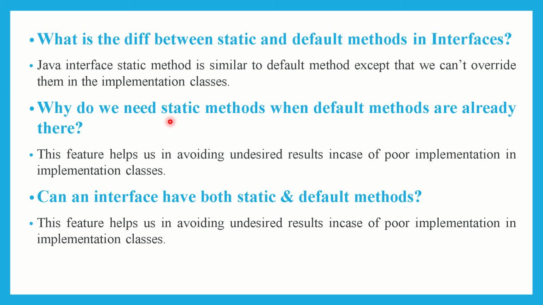Then why do we need static methods when we have default methods? I explained this already. Both the methods have a body in the interface. Then why do we need them? Because the feature helps us in avoiding undesired results in case of poor implementation in the implementing classes. That is for the static method.